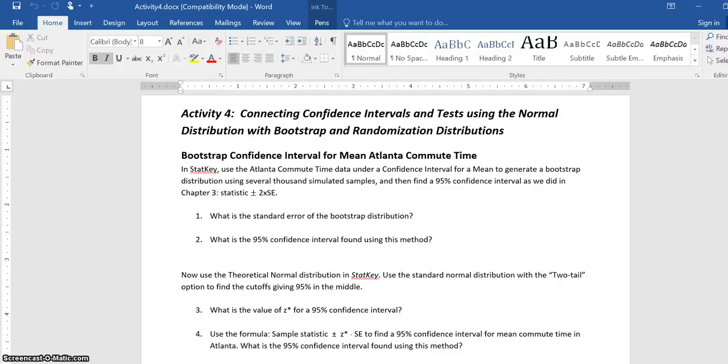Hi, this recording is going to go through Activity 4. Some people did a really great job on this activity, but there were a number of people who seemed kind of confused by it, so I want to work through it and talk through what I'm doing.